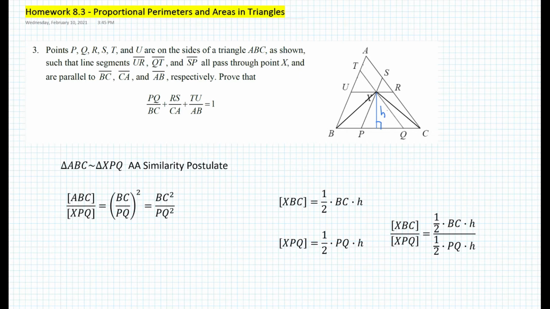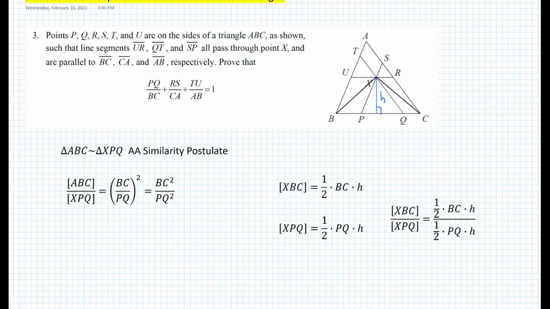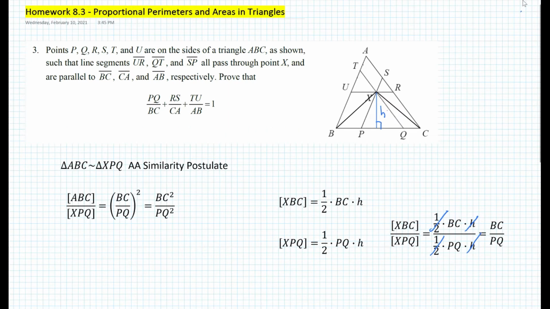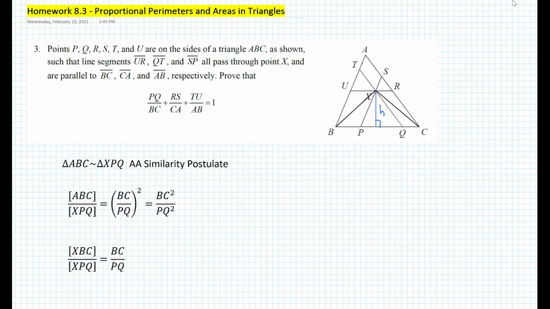If we divide this out, what do we notice here? Well, a few of the items will cancel out. For instance, 1/2 will cancel and the height will cancel as well. So we're actually left with BC over PQ. Okay, so now we know that the area of triangle XBC over the area of triangle XPQ is simply the ratio between the length of segment BC over the length of segment PQ. So what should be our next step?